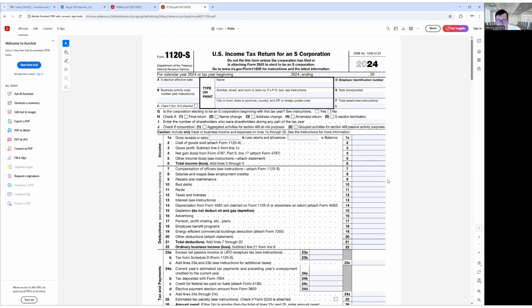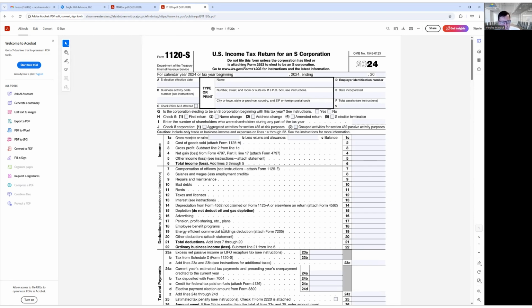Then you have salaries for other people that are not owners. Then you got repairs and maintenance. Sometimes companies have bad debts, rents, taxes and licensing, interest, depreciation, depletion. You're just never going to see that one. See oil and gas depreciation. It gives you a clue, so just ignore it.